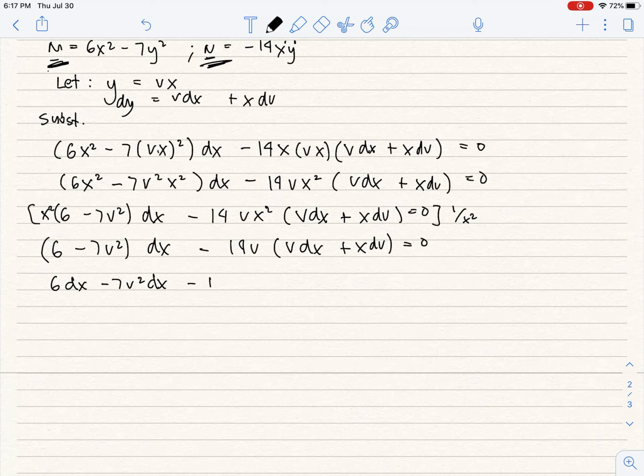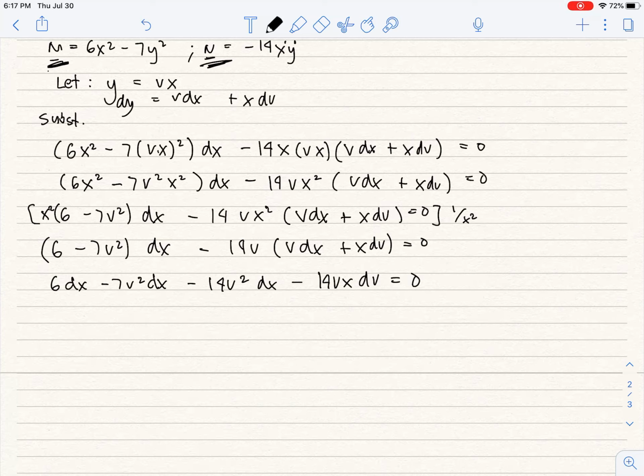So this is now negative 14v multiplied by v dx, negative 14v squared, because v times v is v squared, dx, minus, since negative 14v multiplied by x dv, so this is 14vx dv.